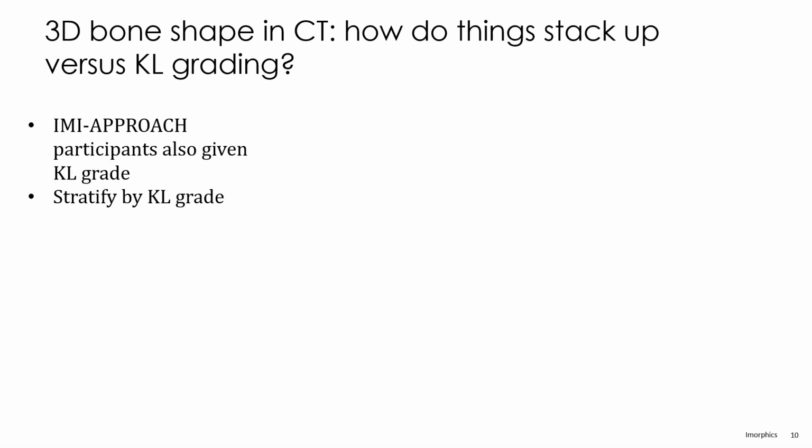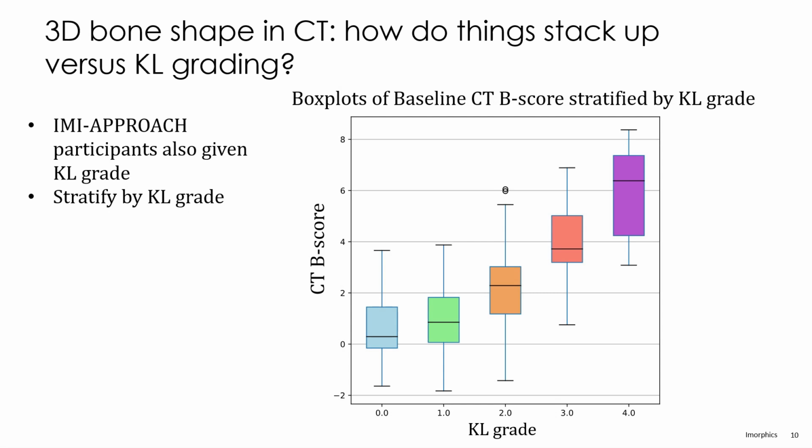As part of the IMI APPROACH study, the participants were also given a KL grade, which allows us to stratify things like our CT B-score by KL grade to see how the two compare. Now, if we do this, we can get this nice set of box and whisker plots showing the distributions of CT B-scores for each KL grade cohort. And we see a sort of overall curvilinear relationship with this sort of upward tick towards KL2+. But also, interestingly, there is a sort of separation into two groups here, where KLs 0 and 1 are broadly similar, whereas KL2 plus shows this kind of upward movement.